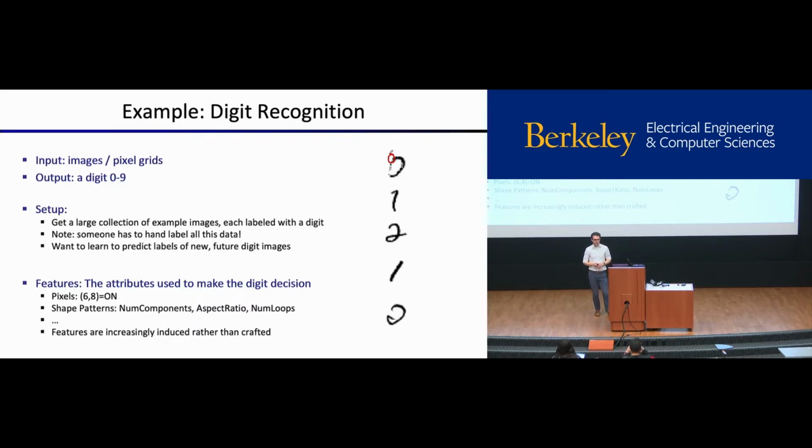We could have other features too. We could ask how many components there are to this particular image, how many sections. Does it have little loops? Does it have corners? What's the aspect ratio of the image? These could be designed by hand, or they could be learned by some machine learning system. So we're going to try and learn these labels.